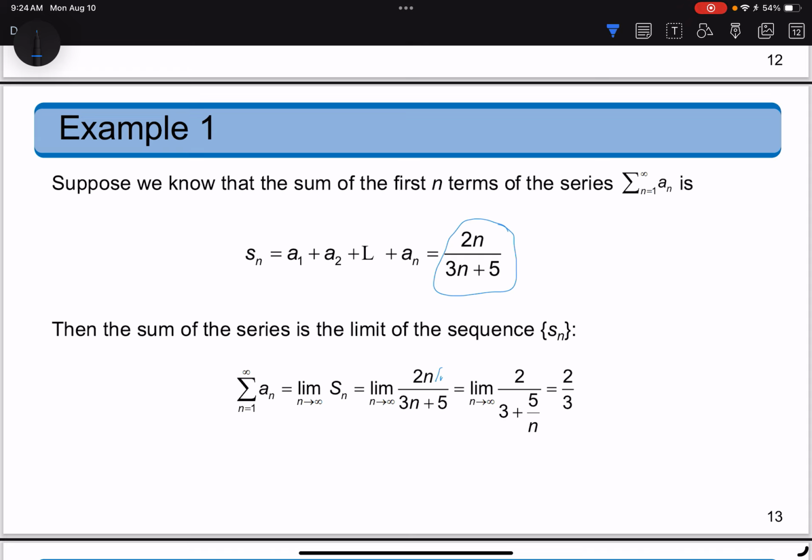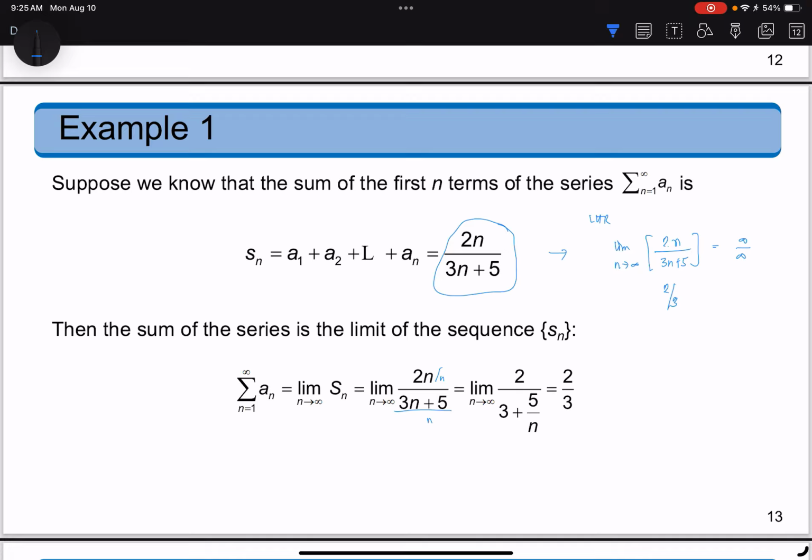That would give us 2 over 3 plus 5 over n. And as n becomes bigger and bigger, that would make your 5 over n approach 0. So that would be 2 over 3. Or we can apply L'Hopital's rule. So that would be the limit of 2n over 3n plus 5 as n approaches infinity. So this would be infinity over infinity. So evaluating the limit, it would be 2 over 3.